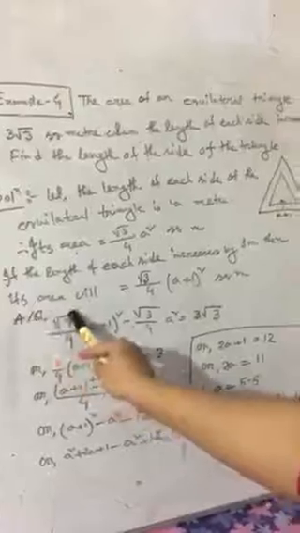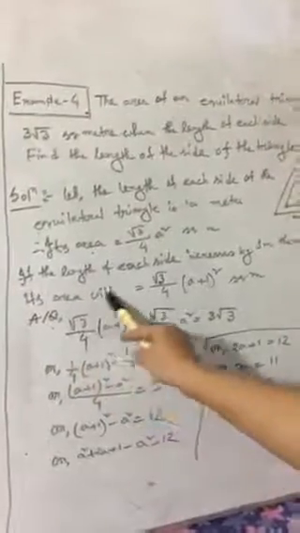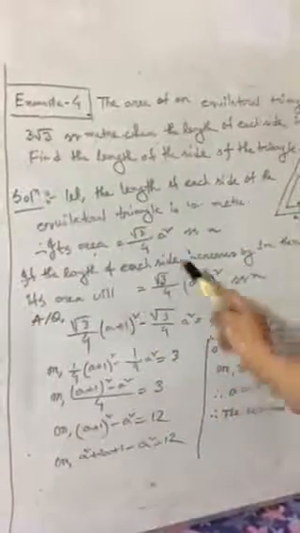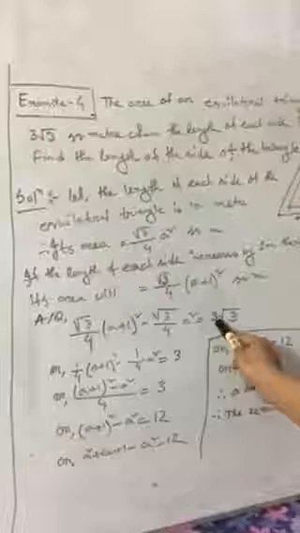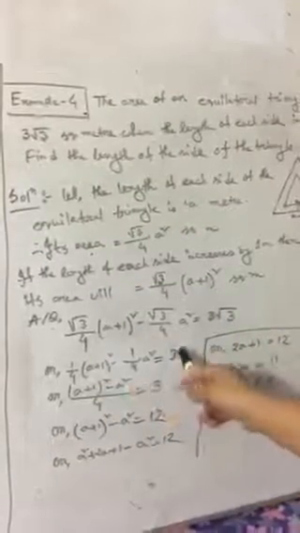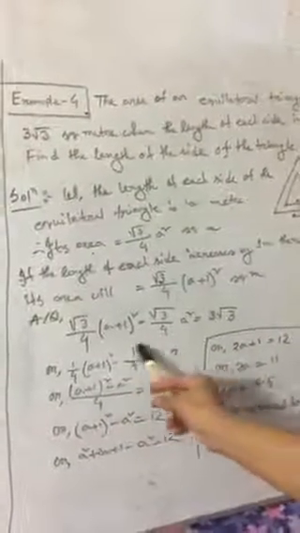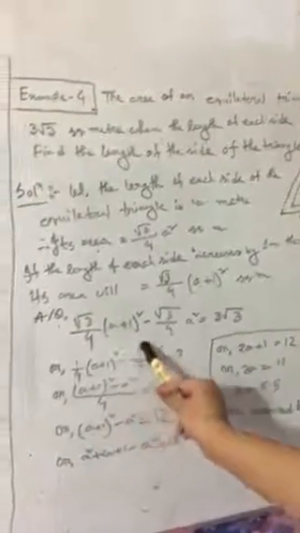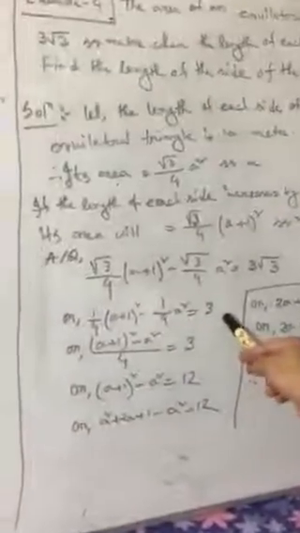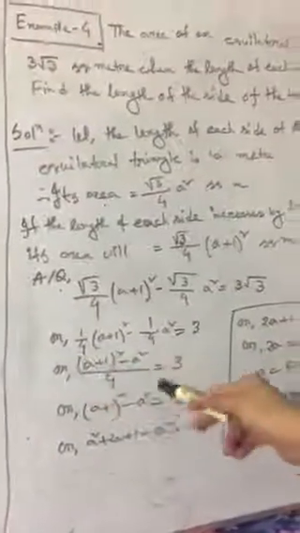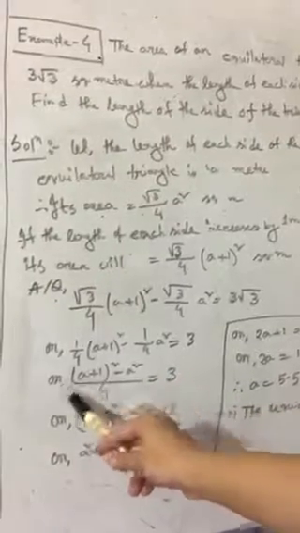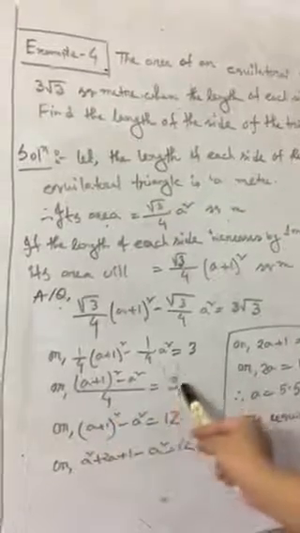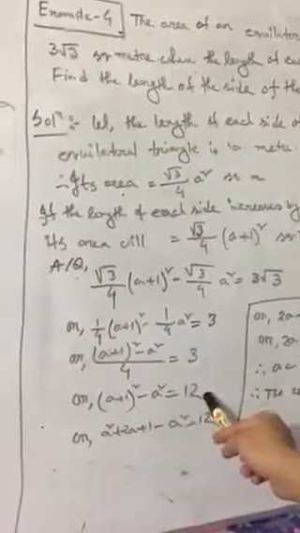Now according to the question, root 3 by 4 (a plus 1) whole square minus root 3 by 4 a square equal to what? That's 3 root 3. First divide root 3 from both sides, then root 3 will vanish. That means 1 by 4 (a plus 1) whole square minus 1 by 4 a square equal to 3. Then take the LCM on the left hand side. What happens? (a plus 1) whole square minus a square, by 4. Then cross multiply, that means 3 multiply 4 equal to 12.